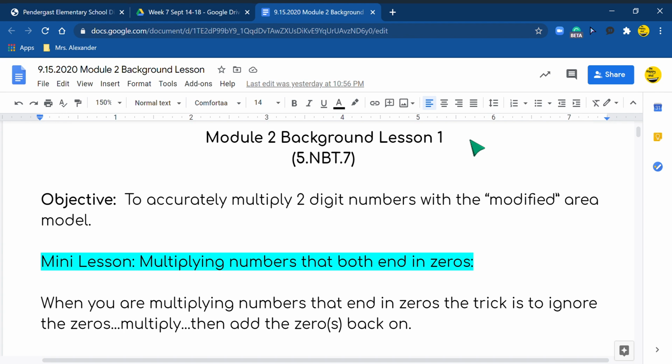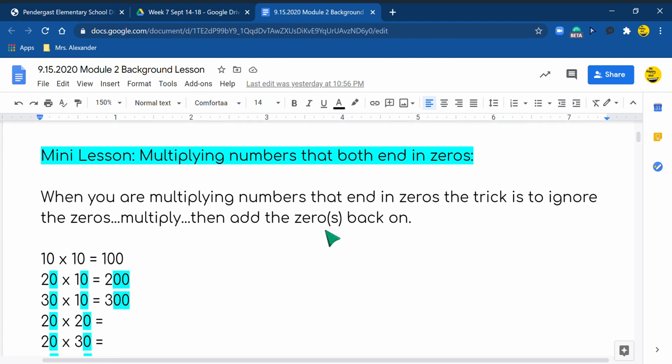Today we are working on a background lesson for Module 2 that we will be starting soon. I need to make sure when we get into it that you guys can actually multiply two-digit numbers with a modified area model. Now I'm going to do a little mini lesson of multiplying numbers that both end in zeros. Remember, when you're multiplying numbers that end in zeros, the trick is to ignore the zeros, multiply, and then add the zeros back on.